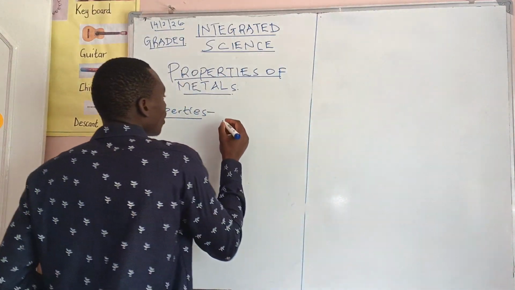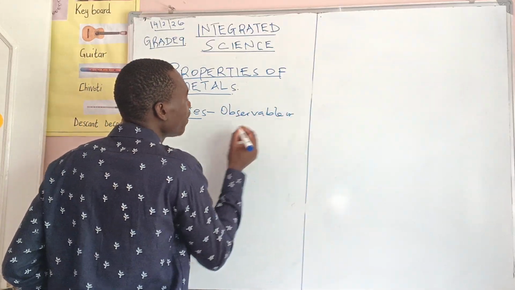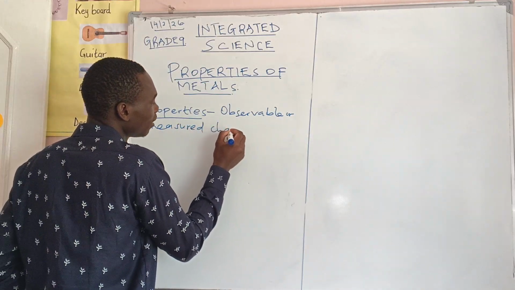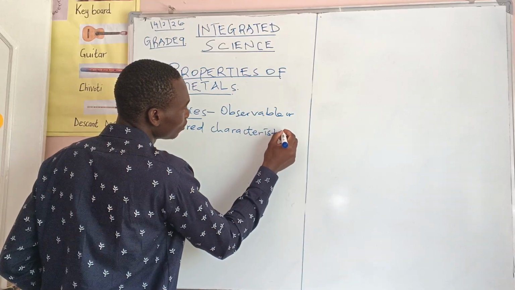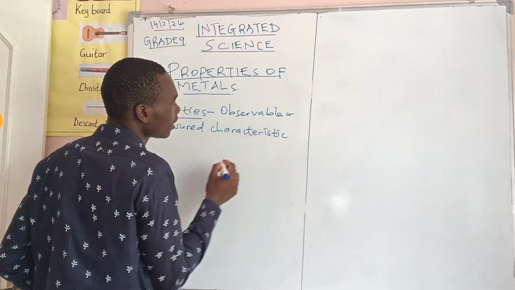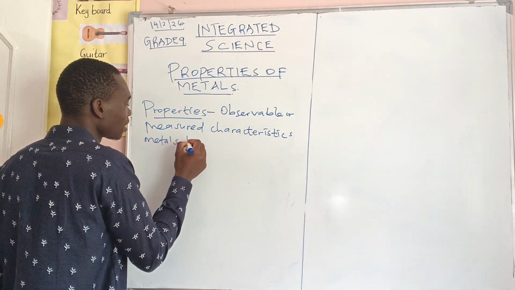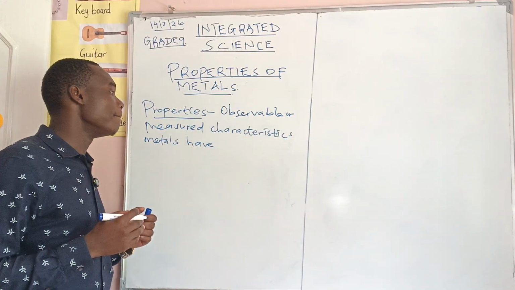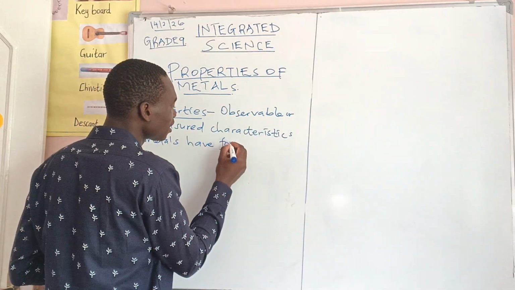Therefore, these are observable or measured characteristics metals have for identity.